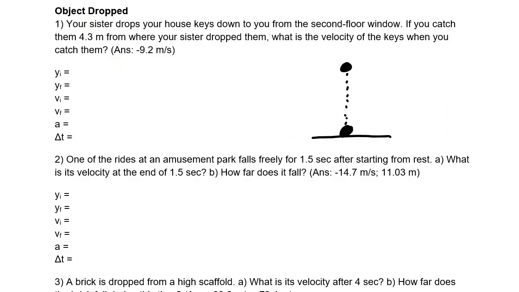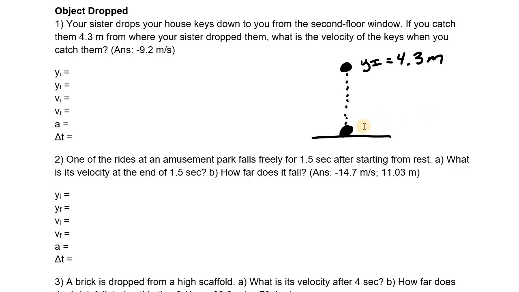Okay, so this being the case, just think about the situation. Your sister, what is she doing? She's dropping keys, and they're dropping for a total of 4.3 meters. We're trying to find out the velocity of the keys when you catch them. They're going to hit your hand or hit the ground at a certain velocity. That's the velocity that we're trying to calculate here. So let's pull out some given information. What would you say is the initial height of the object? Well, that's given information here. It's 4.3.